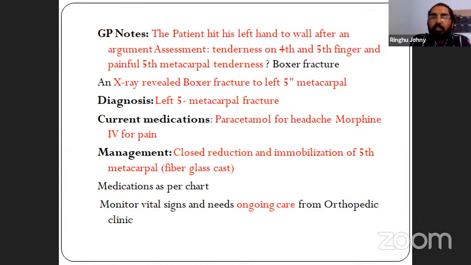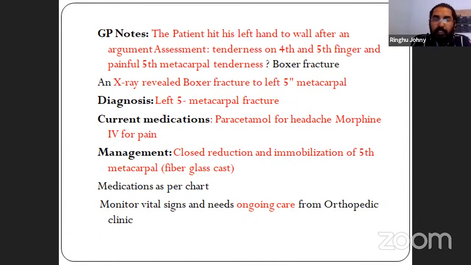Now the GP notes. This is entirely useful. The patient hit his left hand on a wall after an argument. Assessment: tenderness on the fourth and fifth fingers and painful fifth metacarpal. Suspecting boxer fracture. X-ray done which revealed a boxer fracture of the left fifth metacarpal. Diagnosis: left fifth metacarpal fracture. Current medications are definitely relevant: paracetamol and morphine. What for? Headache and pain.